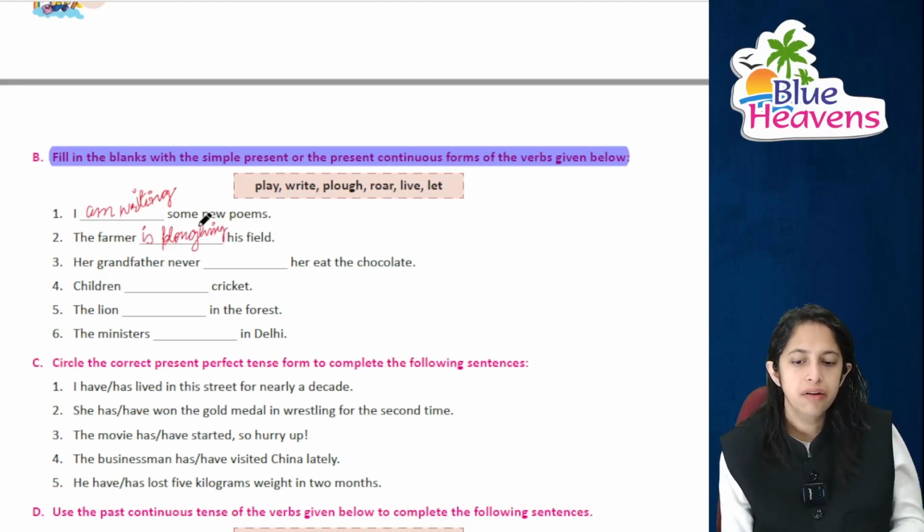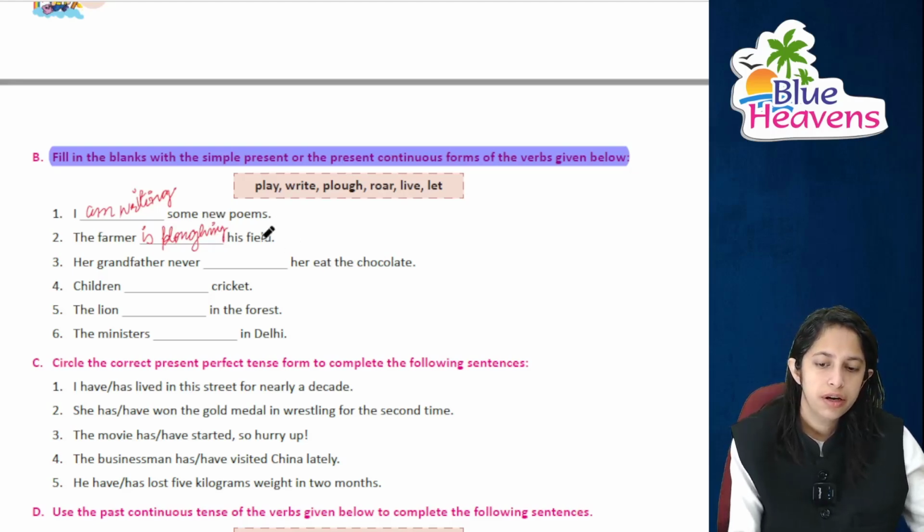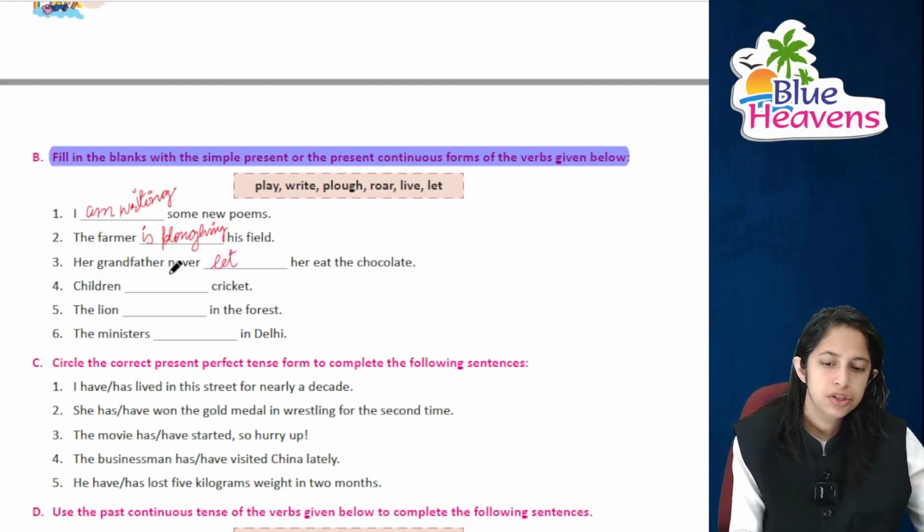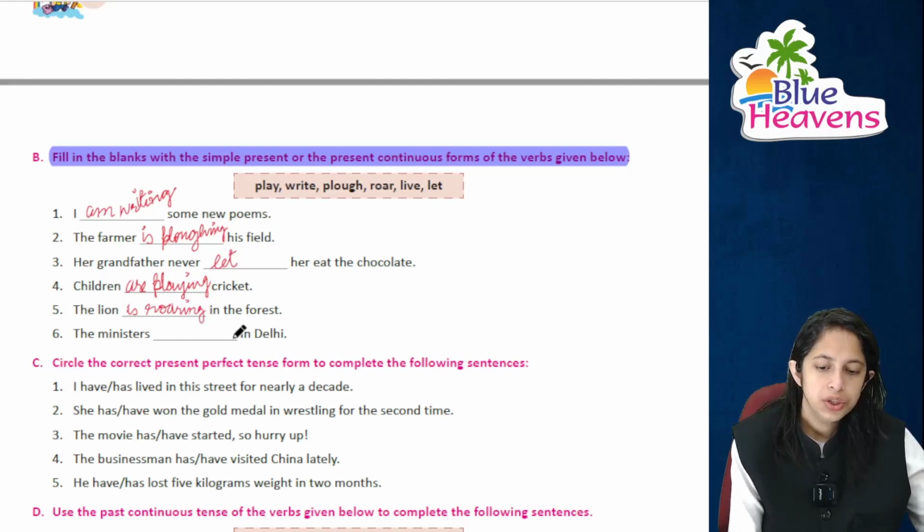Her grandfather never dash her eat the chocolate. Never let her eat the chocolate, right? Children dash. Children are playing cricket. बच्चे cricket खेल रहे हैं. The lion is roaring in the forest. दहाड़ रहा है, right? The ministers dash in Delhi. The ministers lived in Delhi, right? Moving on to the next.